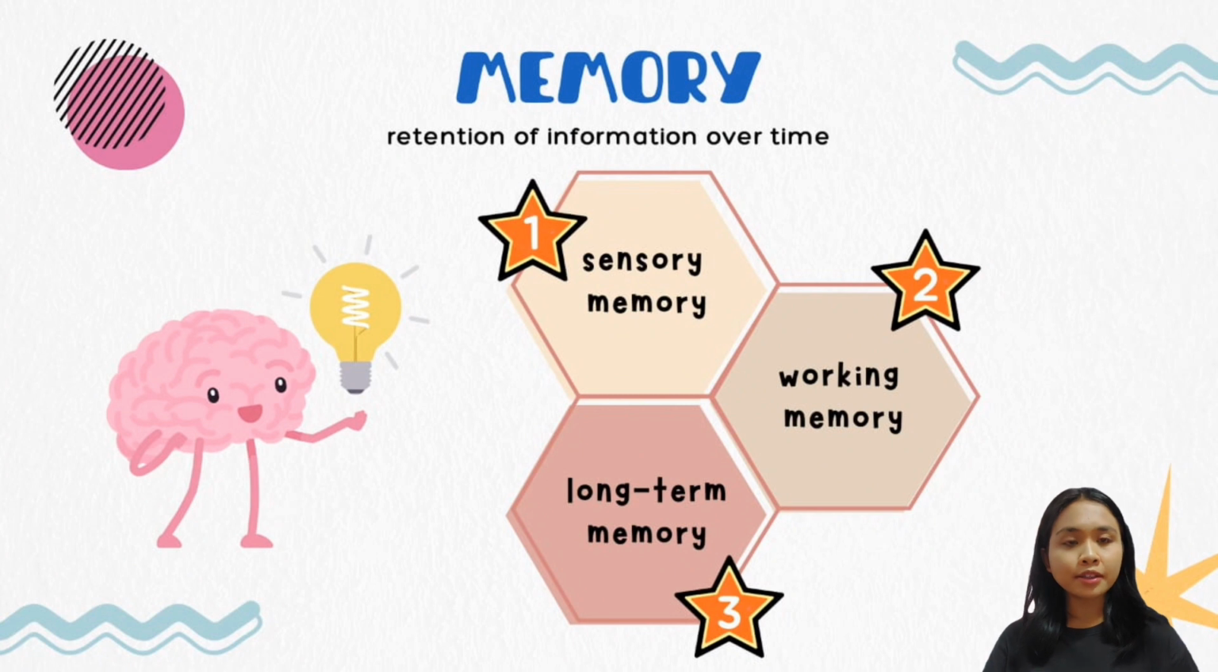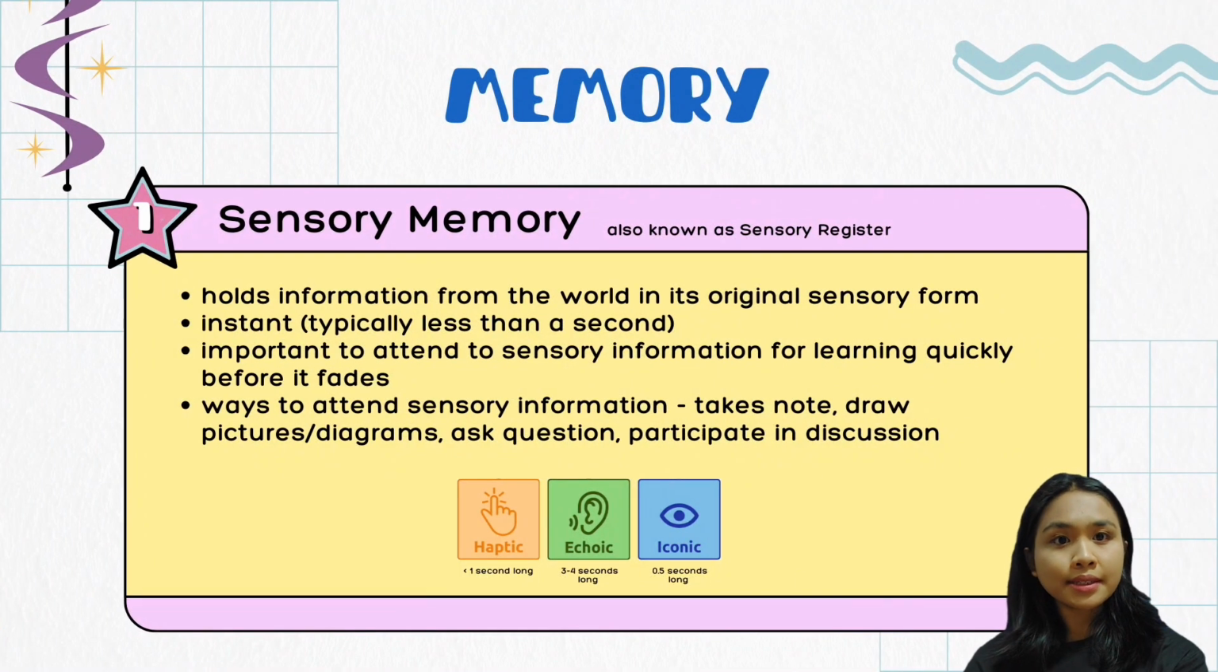Memory. Memory is the retention of information over time. There are three types of memory: sensory memory, working memory, and long-term memory. The first one is sensory memory, which is also known as the sensory register. Sensory memory only holds information in our senses for a very brief period of time, typically less than 1 second. There are a few types of sensory memory: haptic, echoic, and iconic.